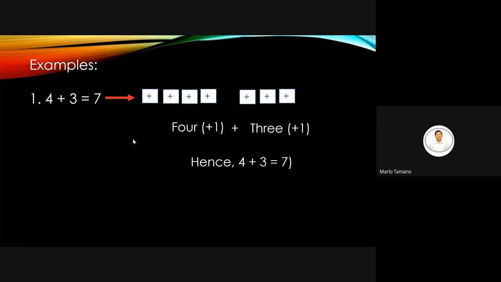Examples. Number 1, 4 plus 3 is equal to 7. Pansinin ninyo, pareho yung addends natin na 4 and 3, parehong positive. Correct? So, how many tiles do we have? 1, 2, 3, 4. Plus 3. Tatlong positive din sa right side. So, 1, 2, 3. Now, remember we have 4 positive 1 tiles plus 3 positive 1 tiles. Hence, 4 plus 3 is 7. Okay, so madali lang pala.